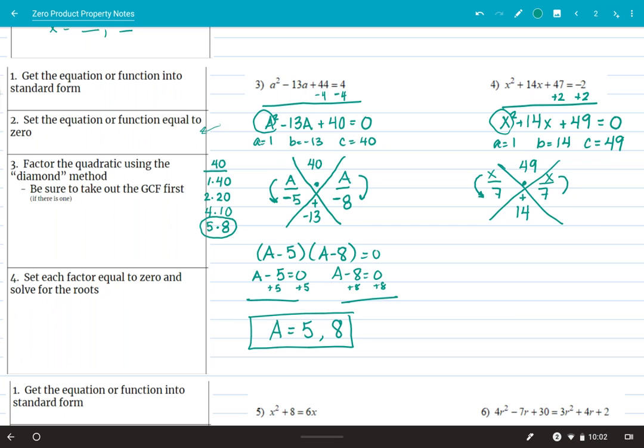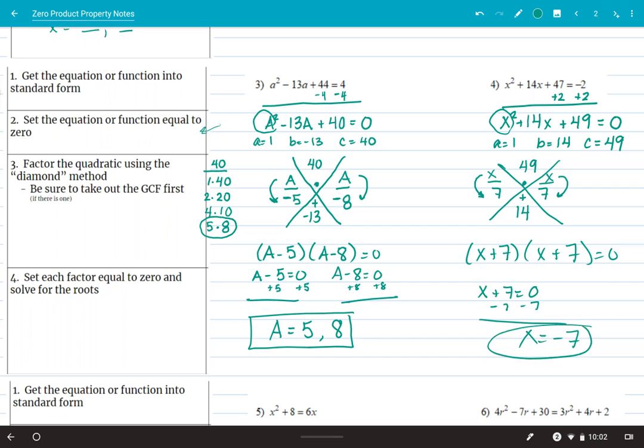We're going to go top to bottom. If it was a number in front of x, put it there, reduce it, and you do the same thing. X plus 7, x plus 7 equals 0. Since they're the same, you don't have to do it the same time. So x equals negative 7.